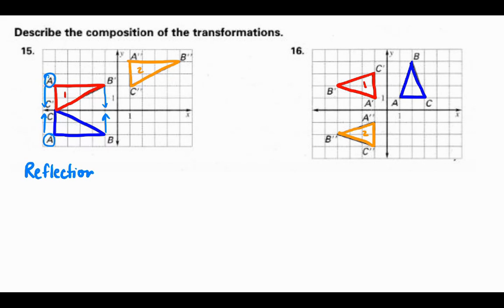Remember, to describe a reflection, you have to tell me which line we're going across. So simply locate the line that is exactly halfway between the two shapes. So this is halfway between A and A prime, halfway between B and B prime, and C and C prime are both on this line. And this line is the horizontal line that is an axis. So you can either call it the x-axis, or you can call it y equals 0. Either one will work.